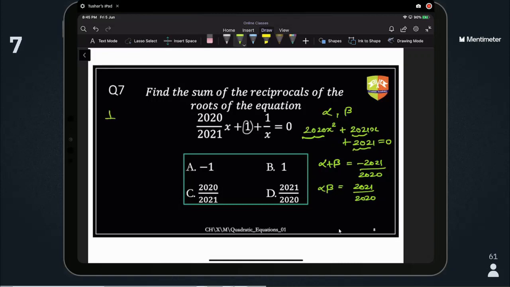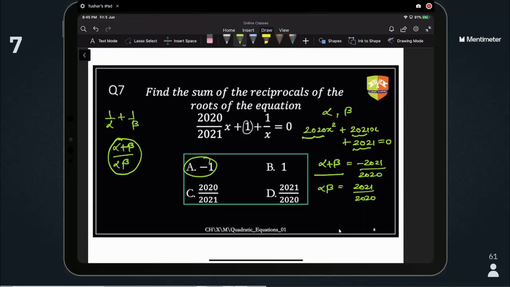Right? Now the formal way of doing it is you have to find the sum of the reciprocals of the roots. So you have to find 1 by alpha plus 1 by beta, that is alpha plus beta by alpha beta. So you simply divide this, and you'll get minus 1. So answer is minus 1. Let's say I don't want to do all of that. This method is understood, how to find the sum of reciprocals.